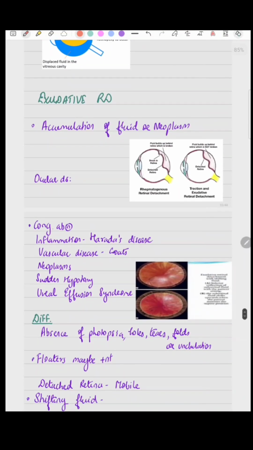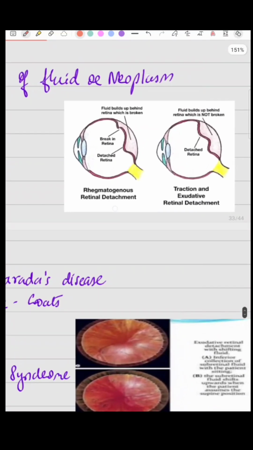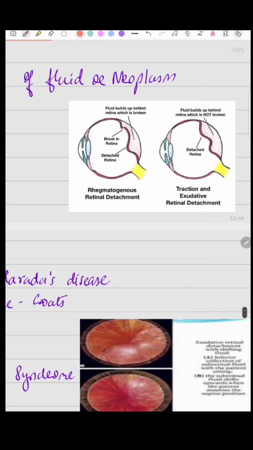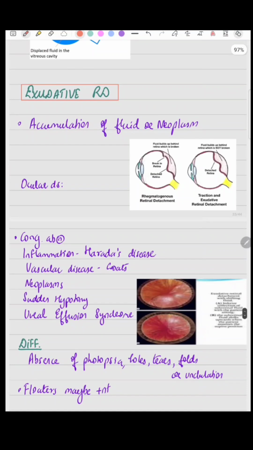Next is exudative RD. In exudative RD, the retina is pushed away from its bed by accumulation of fluid or neoplasm. See, this is the rhegmatogenous RD where there is a break in the retina and fluid builds up behind the retina which is broken. This is a tractional. In exudative RD, fluid builds up behind the retina which is not broken.